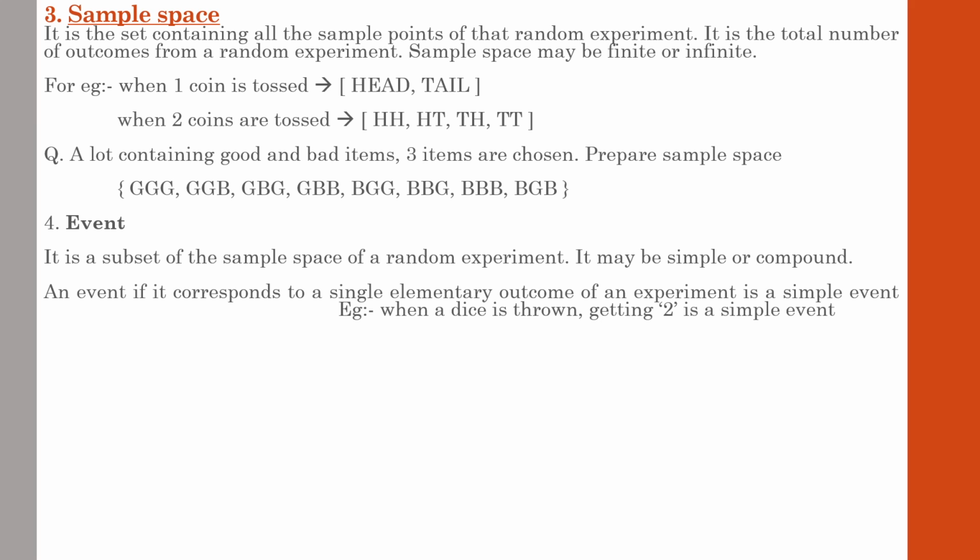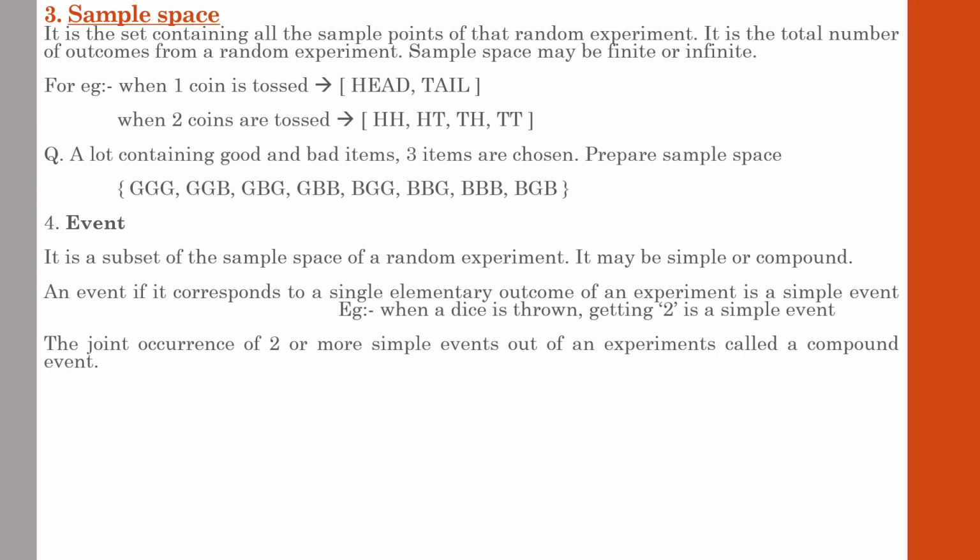For example, when a dice is thrown, the probability of getting the number 2 is an example of a simple event. Simple event means the outcome of a random experiment, there will be only one outcome. That is known as a simple event. Whereas the joint occurrence of 2 or more simple events out of an experiment is called a compound event. With an example, you will get a clear picture.